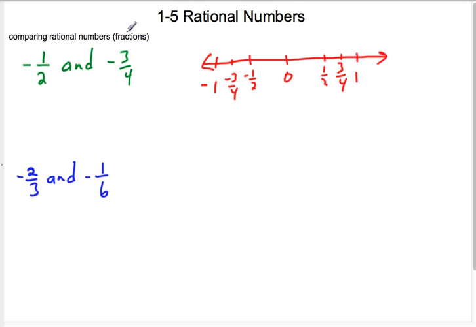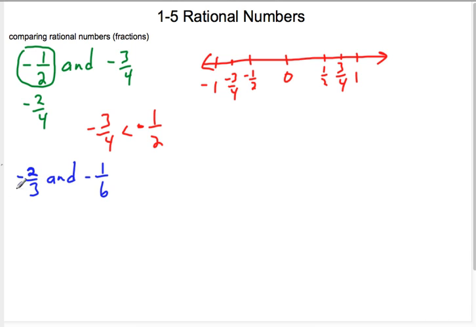Something you also might consider here is turning this into fourths, so that would be negative 2/4. And so we see that if these were positive, 3/4 would be larger, but since they're negative, this one is larger. And so you could say negative 3/4 is less than negative 1/2. You could also say negative 1/2 is greater than negative 3/4.